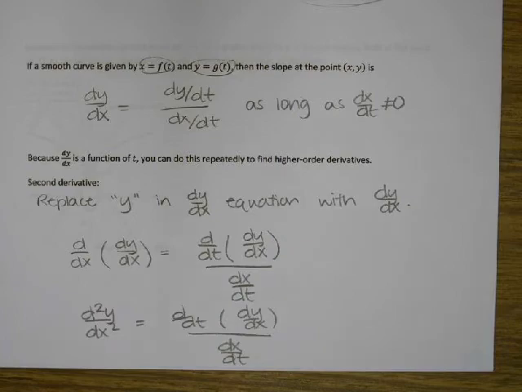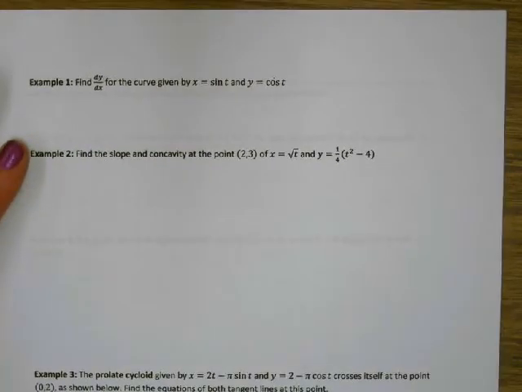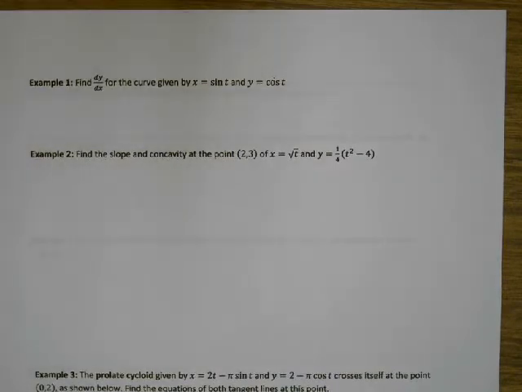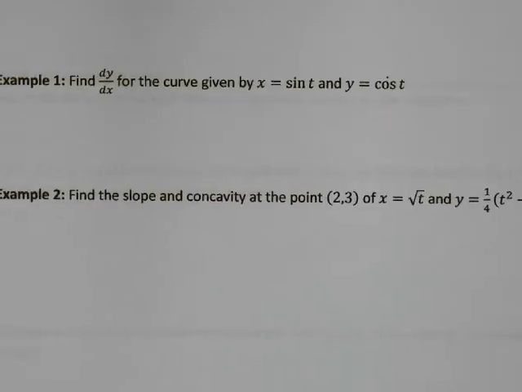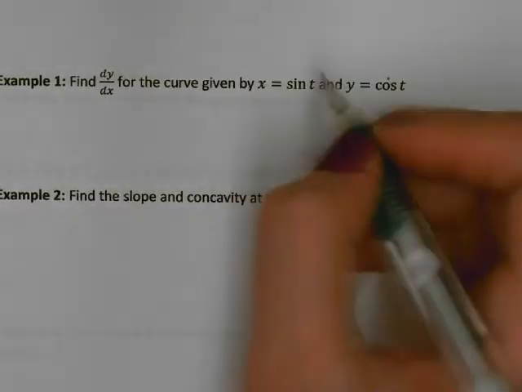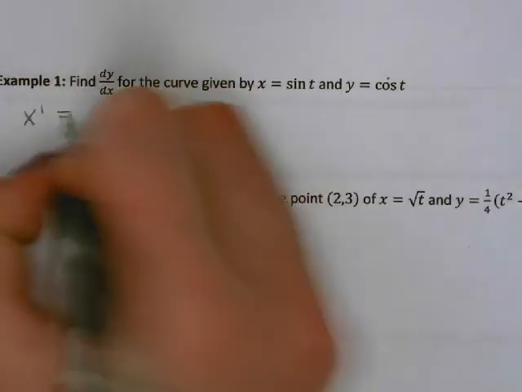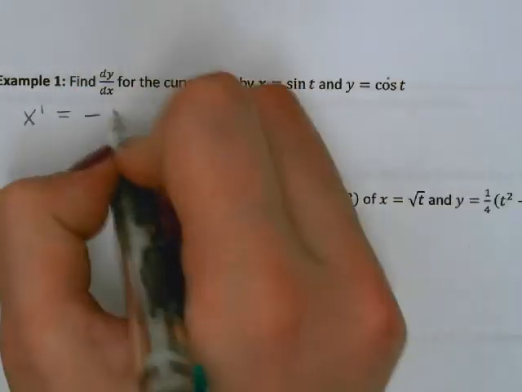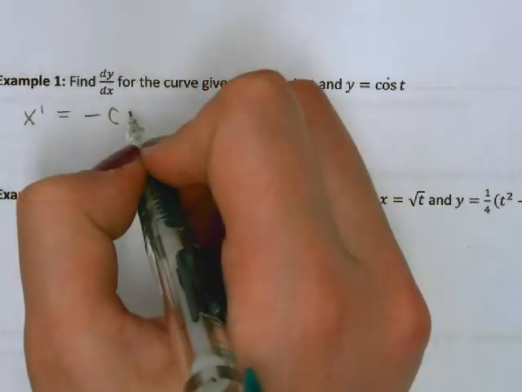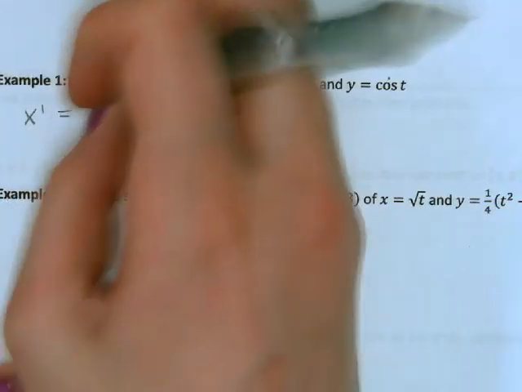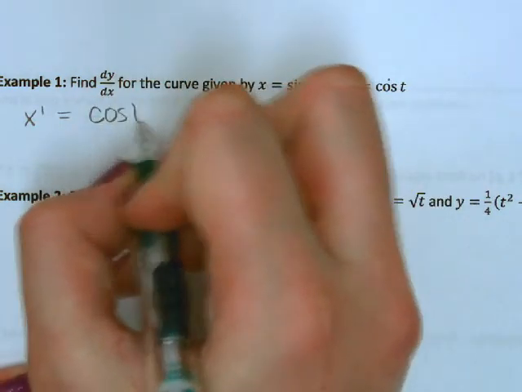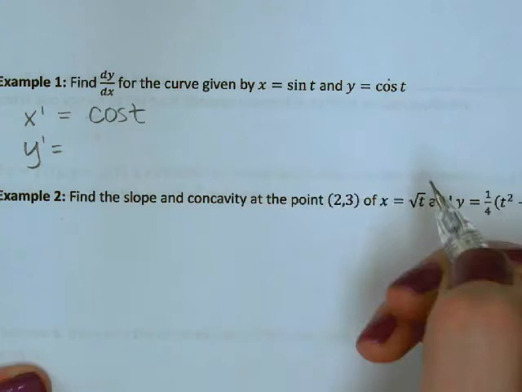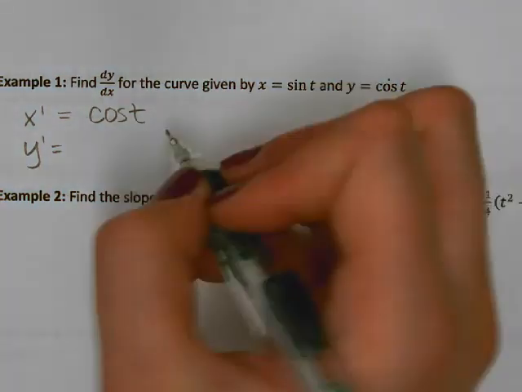All right, let's go ahead and flip to page 2. The first example says, find dy/dx for the curve given by x equals sine of t and y equals cosine of t. So first I'm going to find the derivative of x. The derivative of sine is positive cos. The derivative of y would be the derivative of cos, which is negative sine.